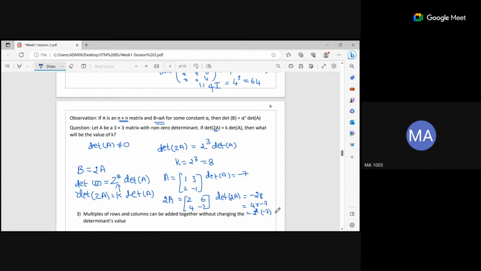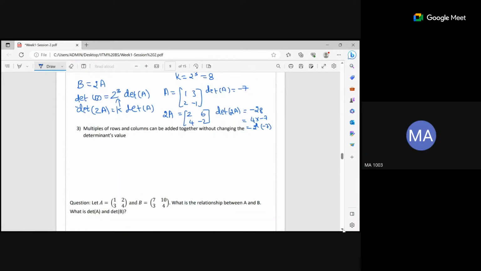So the next property we see is that multiples of rows and columns can be added together without changing the determinant's value. What does that mean? Let's take a very simple example, maybe the same example: 1, 3, 2, minus 1. We already know what is the determinant.